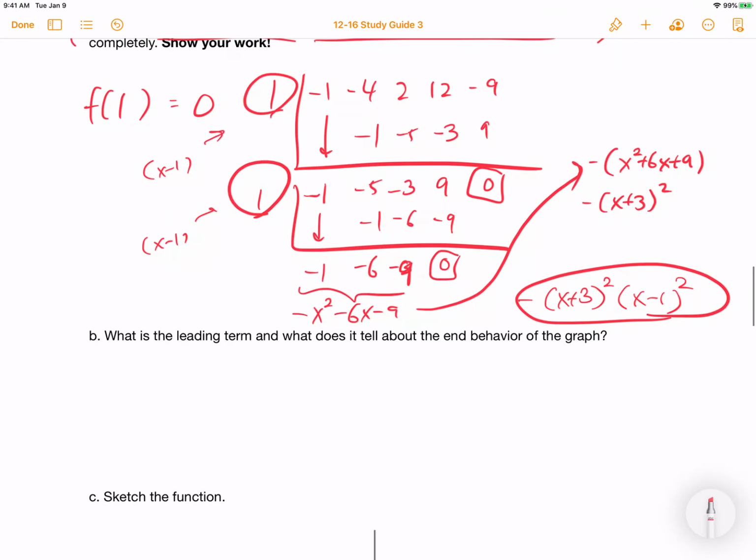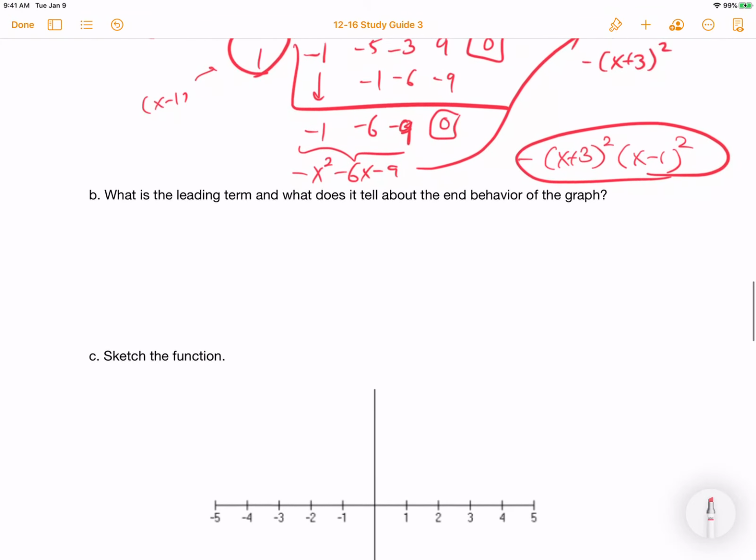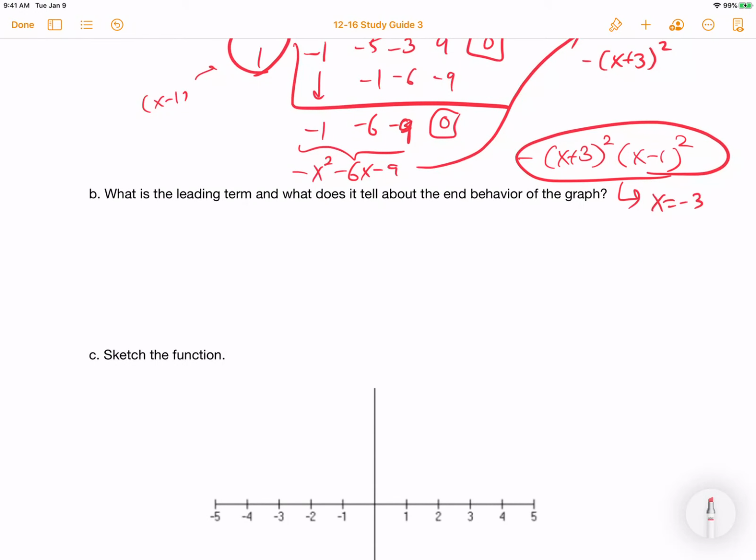The zeros in that, therefore, if I were to write it down right underneath it, x would be at negative 3 and x would be at 1.